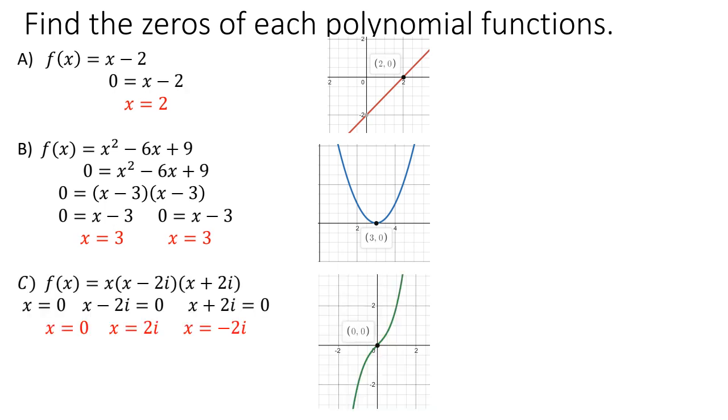And then if we look at c here, when we factored this out, we have some imaginary numbers, these complex numbers. This was a cubic function, but we do have some complex zeros. We have the 2i and the minus 2i.